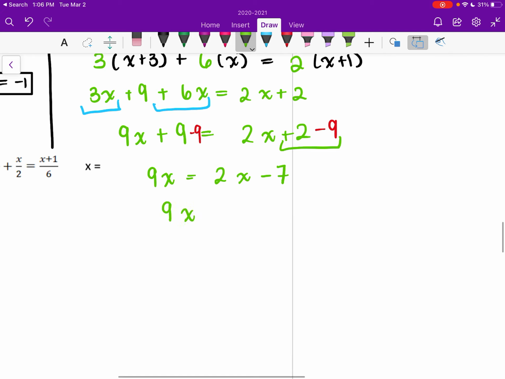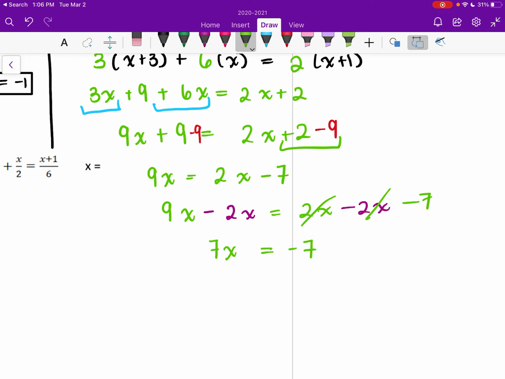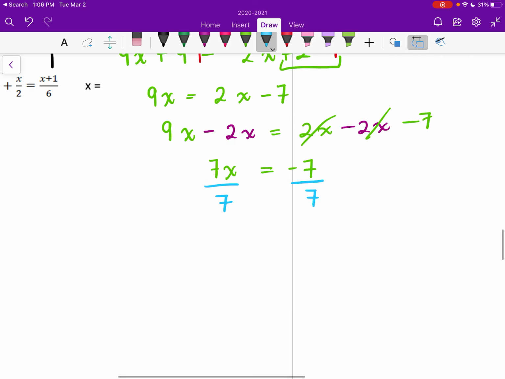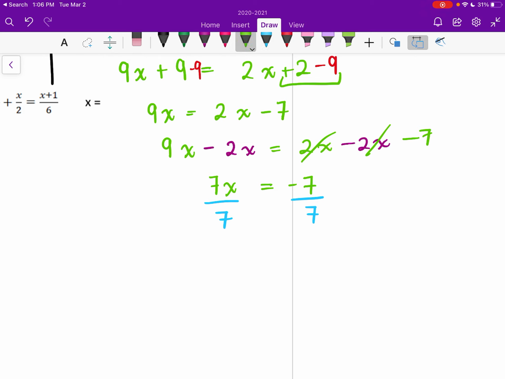So I'm left with 9x, and I want to get rid of the 2x now, because I want to move it to the other side, so I'm going to do minus 2x on both sides, because 2x minus 2x gives us 0. Minus 7, so this will cancel. I'm left with 9x minus 2x, which is 7x, equals negative 7. I want to get x by itself, so I'm going to divide both sides by 7, and I'm left with negative 7 divided by 7, so x is equal to negative 1. And that's my answer.